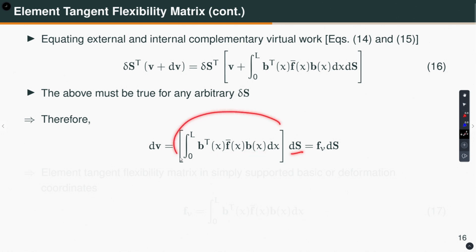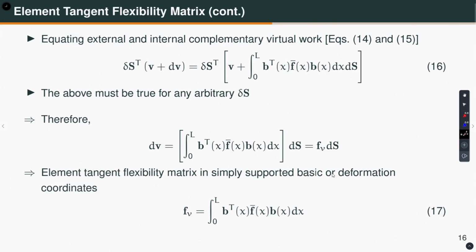Now, this entire quantity I am calling Fv, the tangent flexibility matrix, because what we have is the incremental deformation vector for the element, which is equal to a matrix times the element incremental force vector, right. So, this is my element tangent flexibility matrix, okay, in the simply supported basic or deformation coordinates. So, Fv is integral 0 to L B transpose F bar B dx.